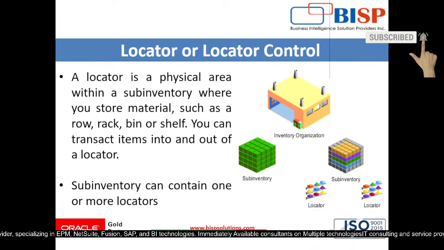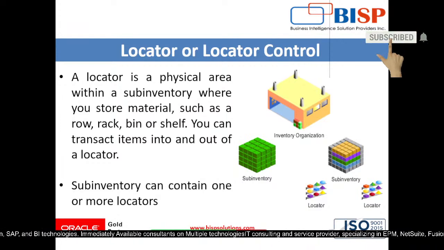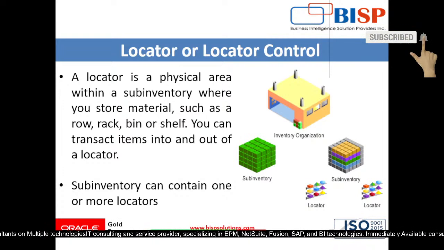So with the help of the locator, you can receive items into the row, rack, bins, and you can also ship your item from your sub inventory as well. So the sub inventory can contain one or more locators. It means that within any sub inventory we can create multiple locators. In accordance with your organization or business requirement, you can create the locator.